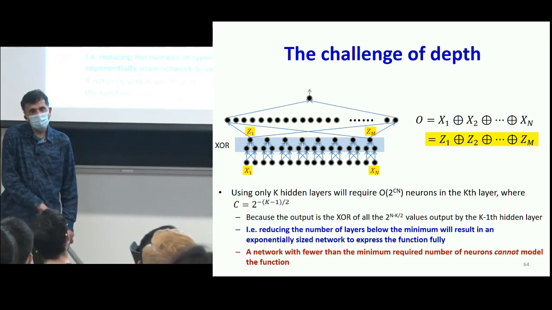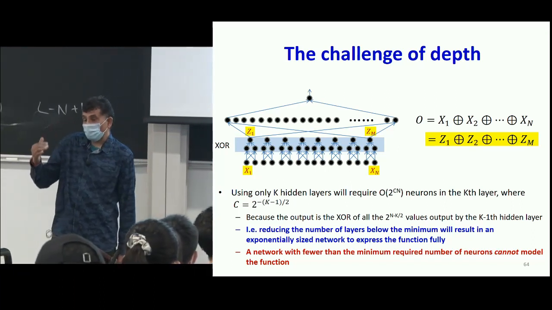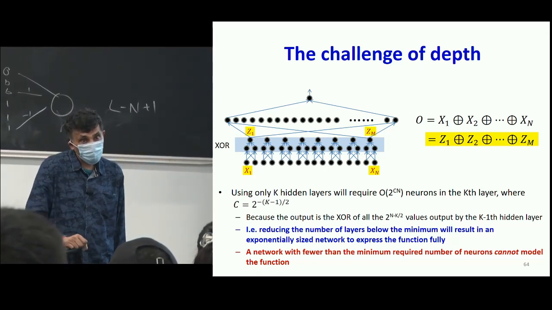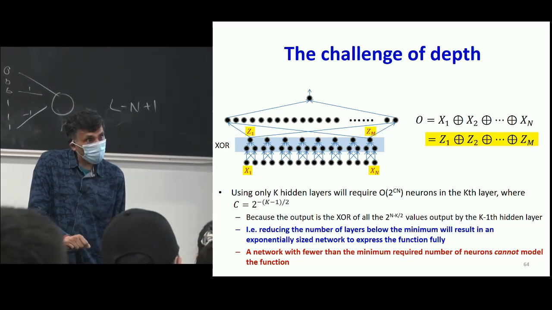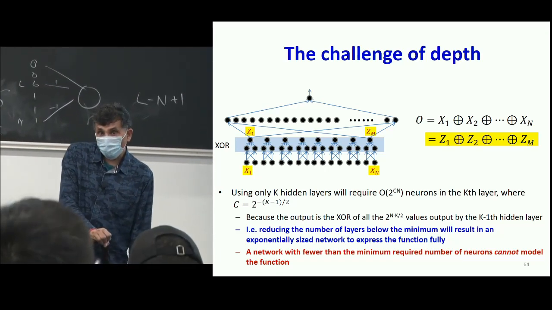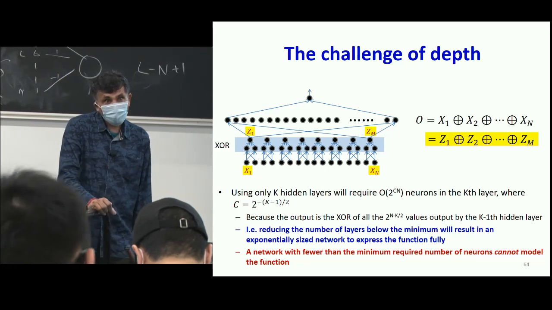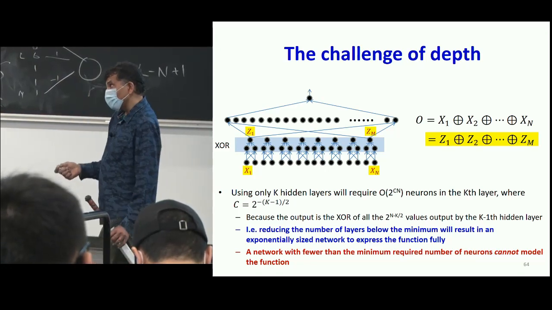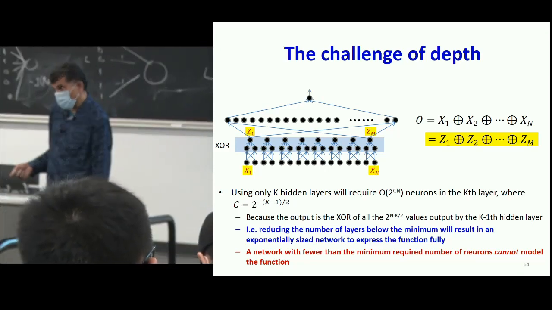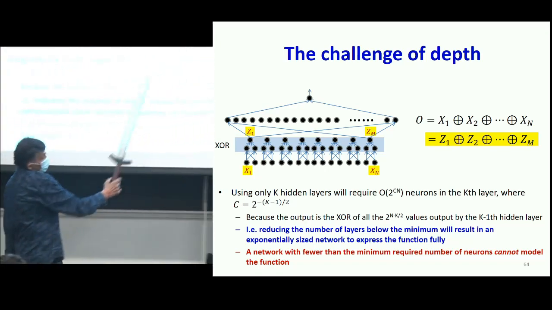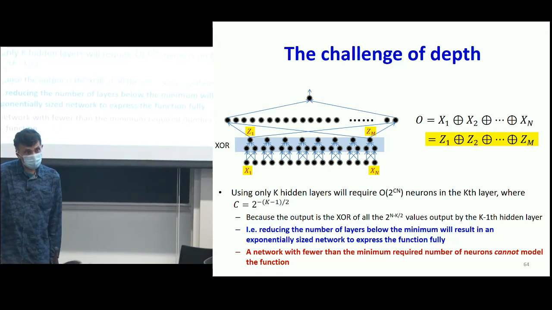If I terminate it after only k layers, each pair of layers is going to reduce the number of variables by half. So after k layers, I have 2 raised to n minus k over 2 variables, which must be XORed. And the number of neurons in the next layer is going to be exponential in that number. And so you're still going to require order 2 raised to some c times n neurons in the network.